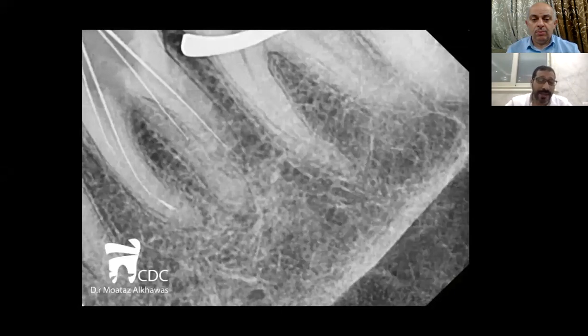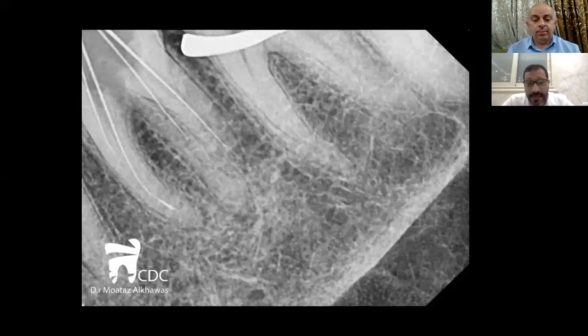Why is there a big challenge in this case? Because, as we see, there is a chronic apical periodontitis related to the roots. That's why, if you are not able to remove it, or even bypass it, or solve the problem by non-surgical or surgical intervention, we have a failure. We have a failed root canal treatment as before. That's why we have to deal with such cases.